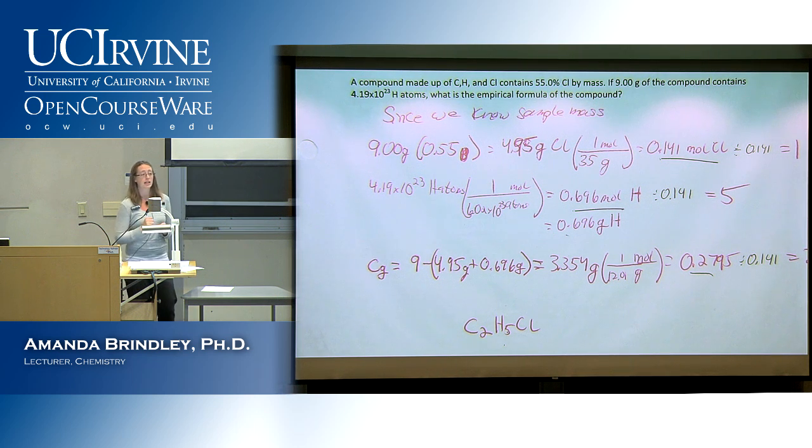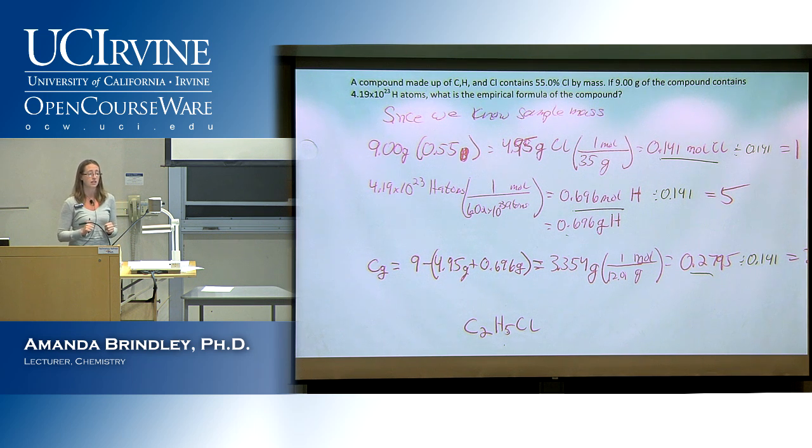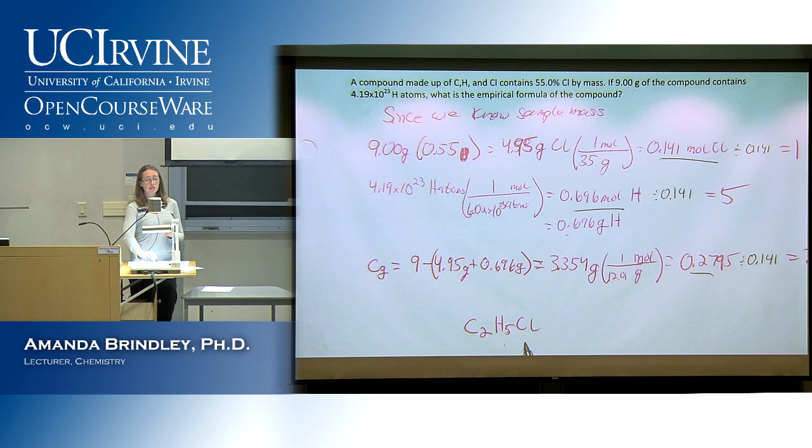If I gave you a molecular mass, now what would you do to check? Well, you'd find the mass of this, and you would compare it to the molecular mass. If it was the same, what would be the molecular formula? It would be this. If it was times 2, it'd be 2 times that. So yeah, you can't know whether it's the molecular formula unless I give you the mass.